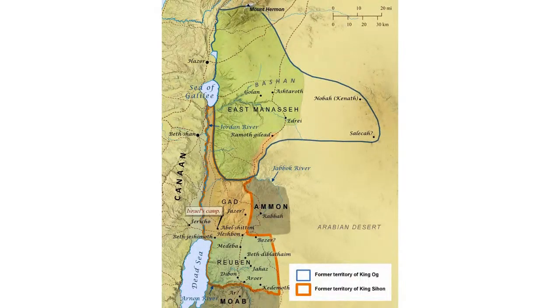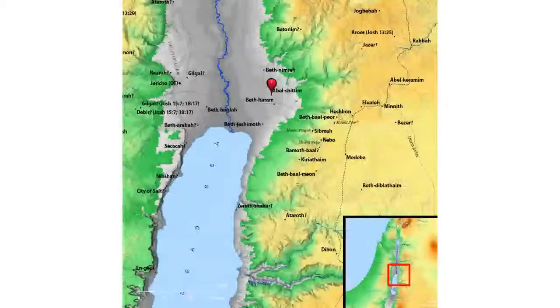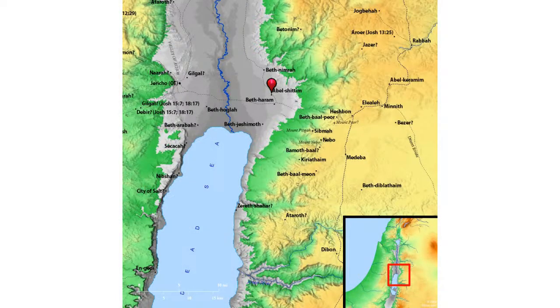This is the area in red, and then the area in blue, Og and King Sihon, had been eliminated and conquered by Moses. And then the next one, this is where we pick up Joshua. They're staying in Abel Shittim.